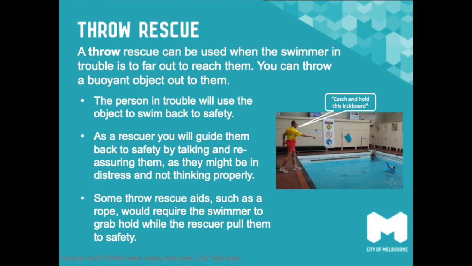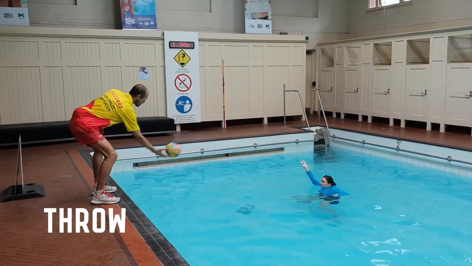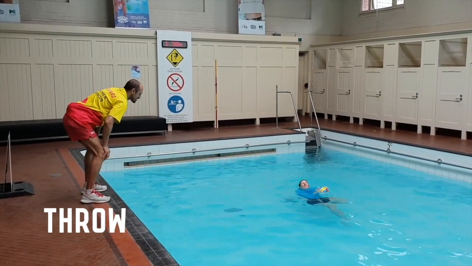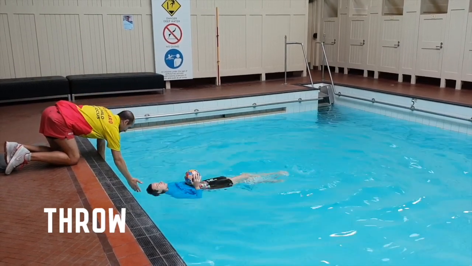A throw rescue can be used when the swimmer is too far out to reach. You can throw a buoyant object out to them for them to grab hold and swim back. You would have to talk to assist them back, as they might be in distress and not thinking properly. Some objects, such as a rope, would require the swimmer to grab hold while the rescuer pulls them in. Others, such as the ball, would require the swimmer to swim back to safety. The rescuer should direct the swimmer where to swim to when swimming back to shore.